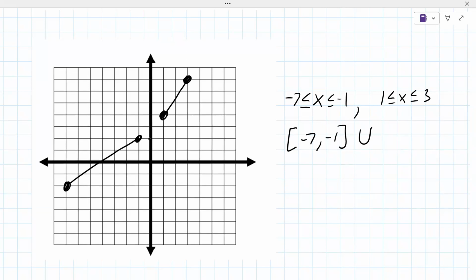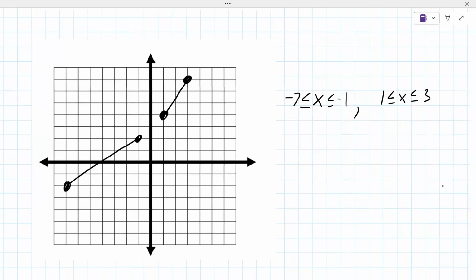I don't believe so. Give me just a moment, please. I'll be right back. Okay. Thank you for that. You said you did not see this type of notation in class. No. Okay. All right.